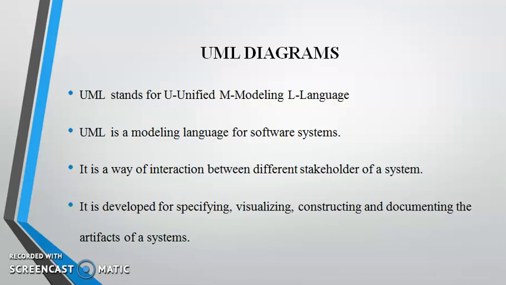UML is the Unified Modeling Language, and this language is used for modeling software systems, and it also shows the interaction between the stakeholders of a system. It is developed for specifying, visualizing, constructing and documenting the artifacts of a system. Artifacts means not natural. It is an object made by a human being.